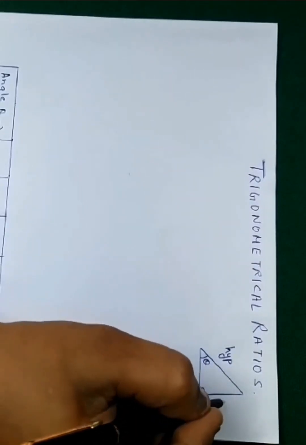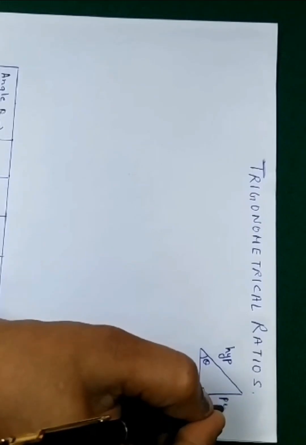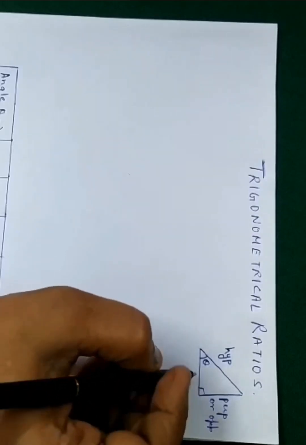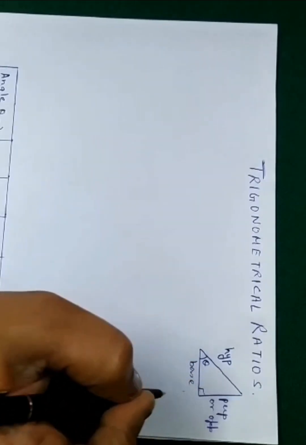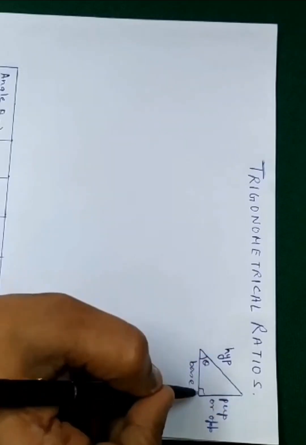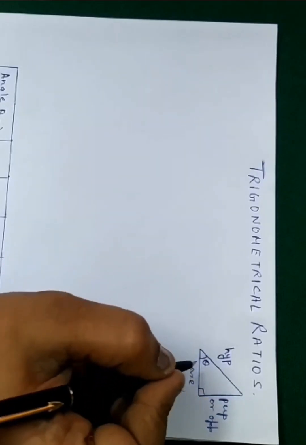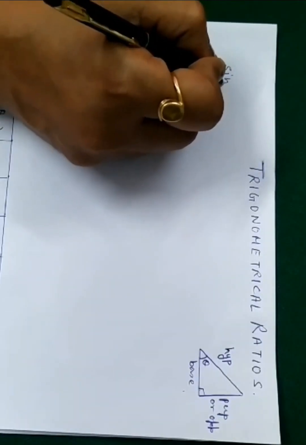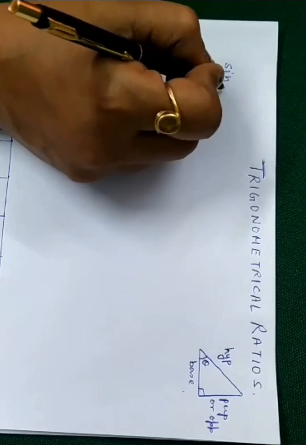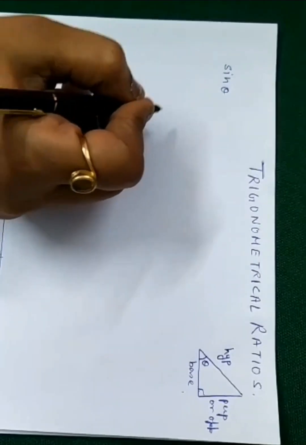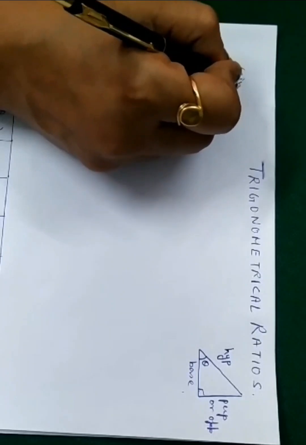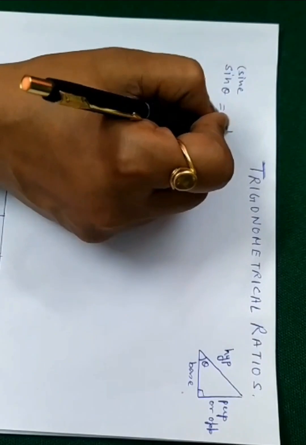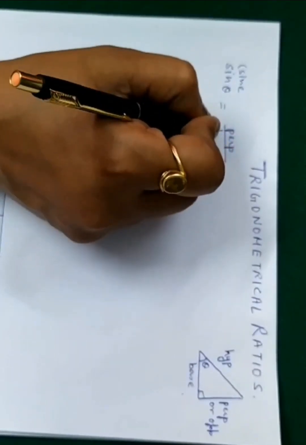Opposite to that angle the side is known as the perpendicular, or you can say opposite, and the third side is known as the base. This way we name the three sides of the right angle triangle. Now suppose we have to find out the first one, sine theta. The short form is sin theta, but its usual name is sine theta. Sine theta is equal to perpendicular by hypotenuse.